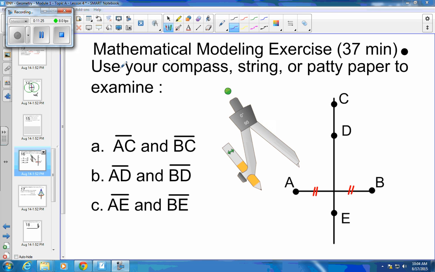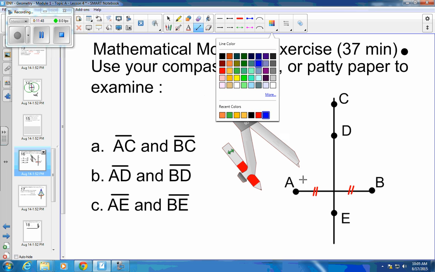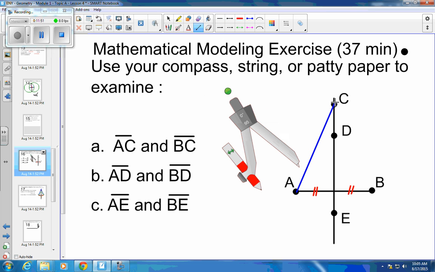Okay, so going on to the next part of our lesson, we used a compass, string, or patty paper to examine AC and BC. Since I'm on my smart board here, I'm going to use a compass, but you could use any one of these three: a compass, a string, or patty paper. And we want to know what we notice about segment AC and segment BC.